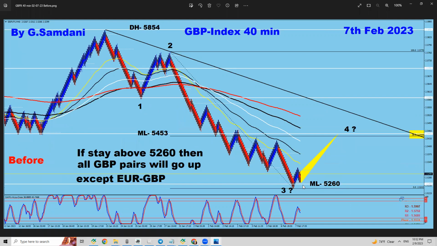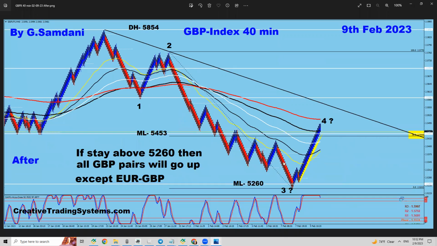So I said, okay, we're going to bounce for wave 4 around maybe 38%, right? Usually that is the calculation for wave 4, 38% of wave 3. So look at this chart. What happened? Boom. It went up there straight to 38%. This is where it is right now.